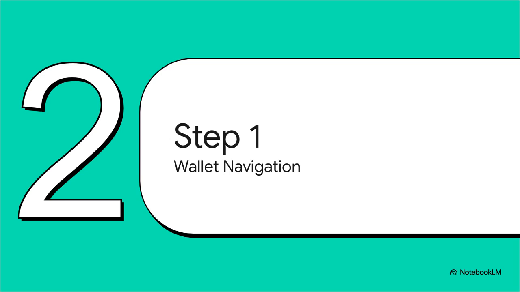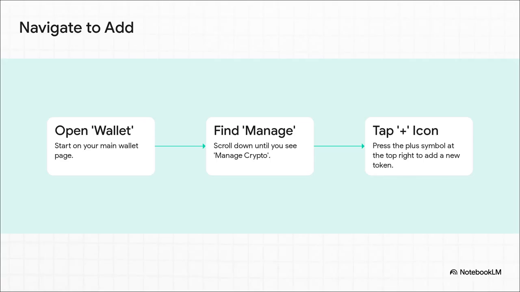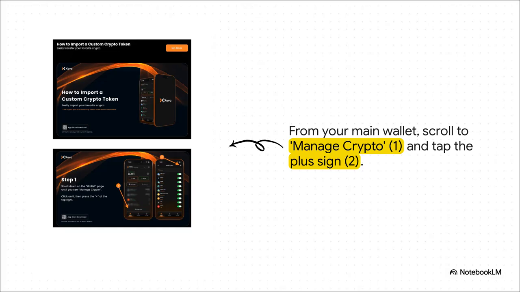All right, with that little bit of tech background out of the way, let's get practical. The very first move is to navigate to the right screen inside the Xova app. It's a super fast 3-tap sequence. You start on your main wallet page, scroll down till you see Manage Crypto, and then you're going to tap that little plus symbol you see in the top right corner. That's our gateway. So here we are. You just scroll down your list of assets and tap on Manage Crypto. Then on the next screen, your target is that little plus icon up in the corner. Go ahead and tap that, and it'll take you right to the import screen.